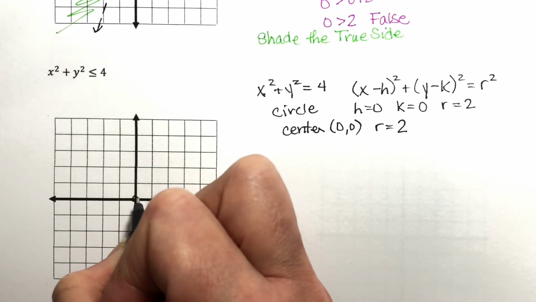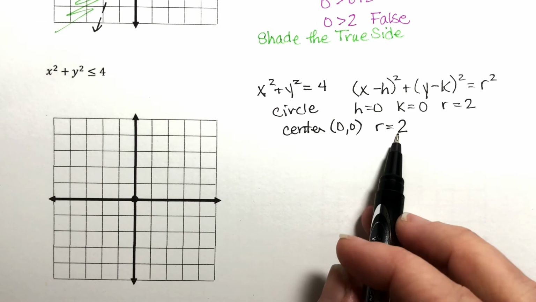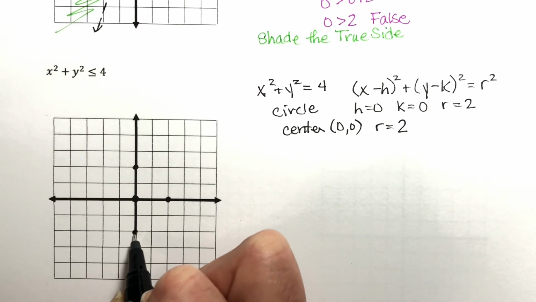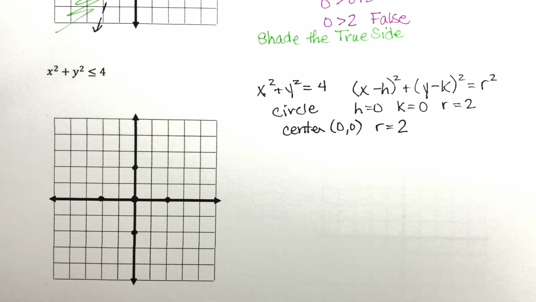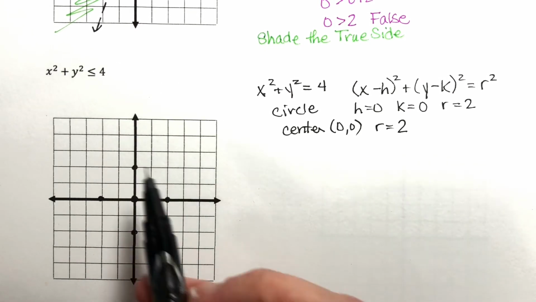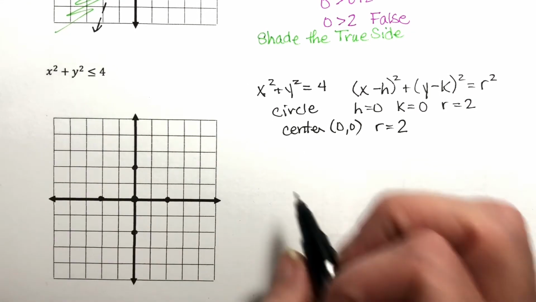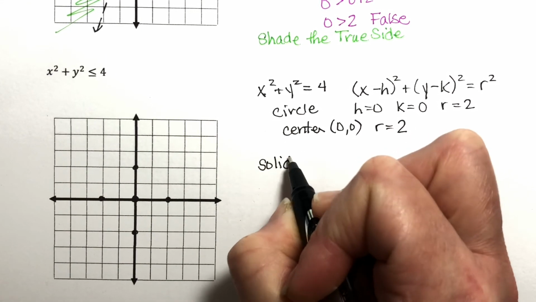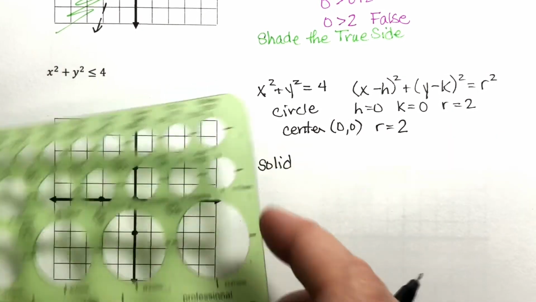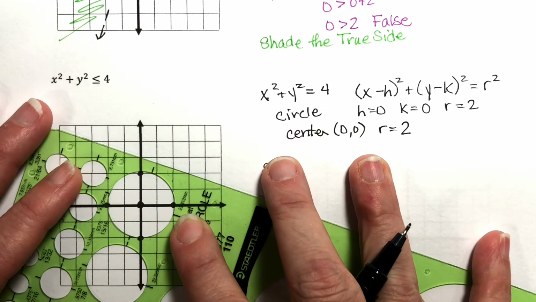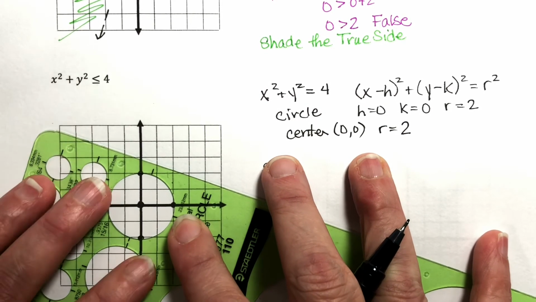So from our center, we need to go up 2, right 2, and so on, to get the other 4 points, 2 in each direction. Now I'm going to connect these with a circle, and I need to decide whether it's a solid circle or a dotted circle. Right here, I have an equal to, so it's going to be solid. Now I have my template here, and let's get this thing drawn. So I'm going to draw a solid circle.